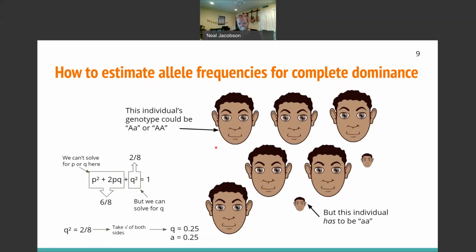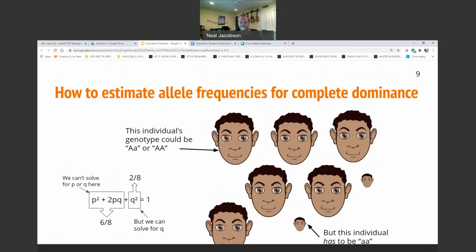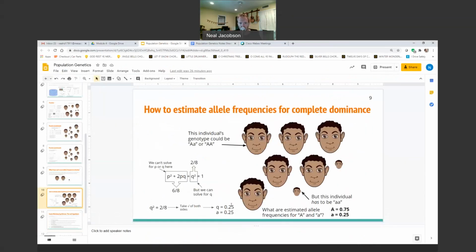So my Q allele, or my homozygous recessive allele, appears at a frequency of... it's not 0.25, I messed that up. It's 0.5. Let me fix that real quick. If you look, the square root of 1/4, or the square root of 0.25, is 0.5. So the frequency of my little a allele in this population is 0.5. Well, then what does my allele frequency have to be for the other one? If little a is 0.5, big A would have to be 0.5 as well.